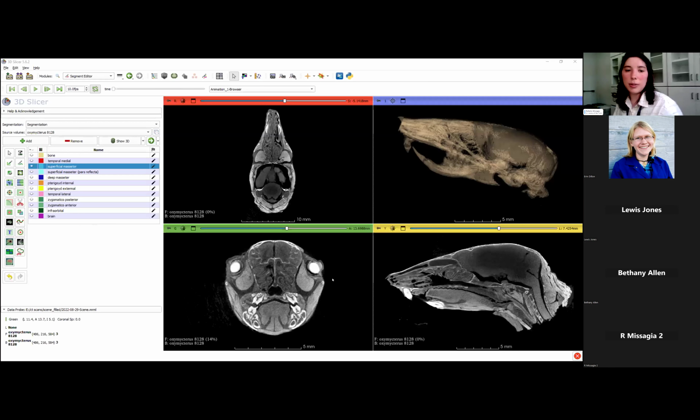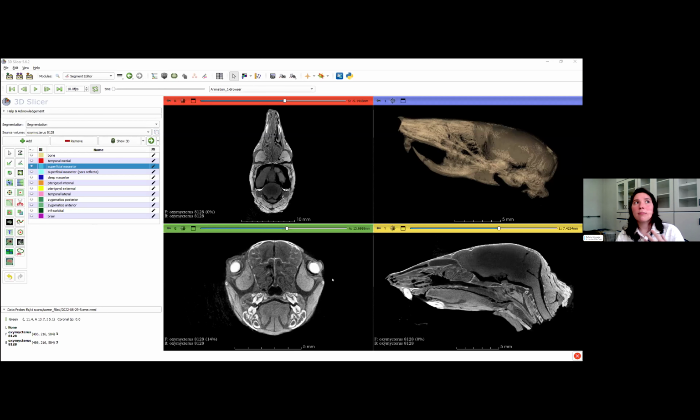So this is the 3D Slicer software. It is open-source software, which means that people can develop different modules that can be integrated into the software. One very famous module for anatomical and functional morphology and comparative morphology studies is SlicerMorph, and it has different functions that help us to segment and to visualize this material.